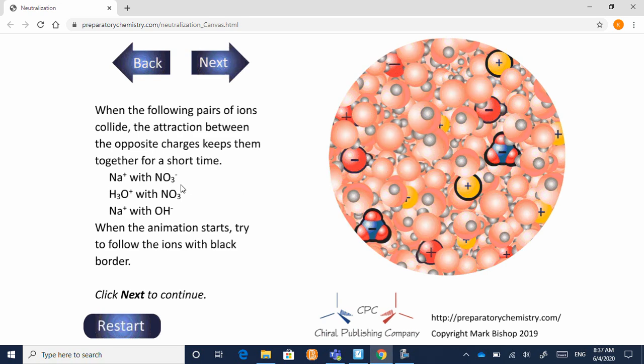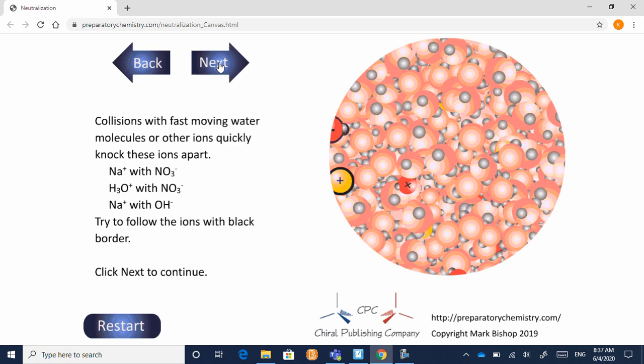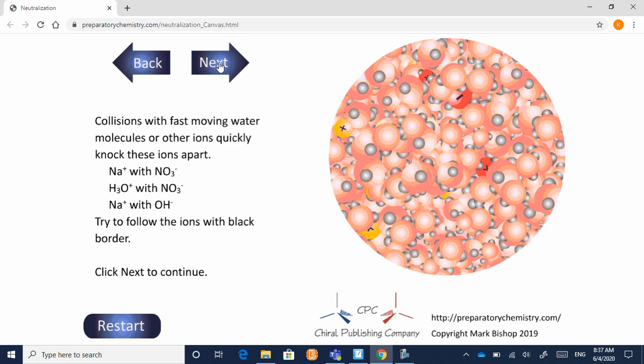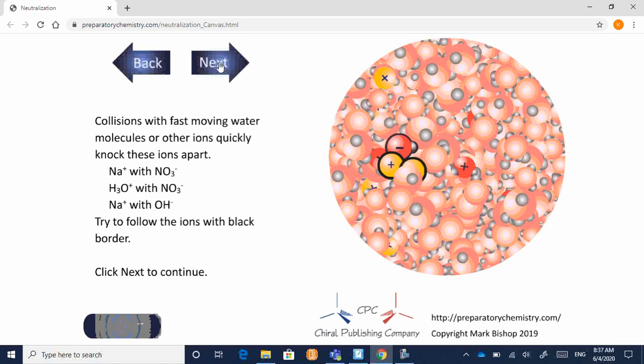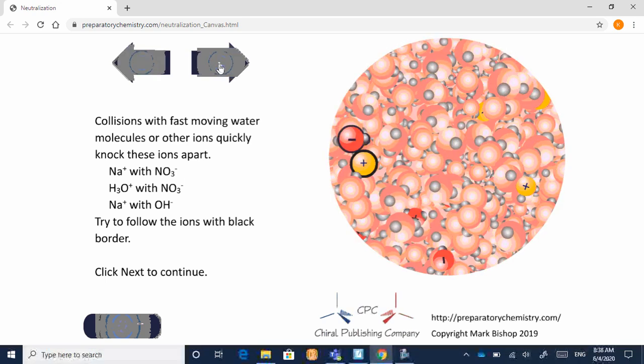But not only that, when sodium ions collide with the nitrate ions, again, nothing happens. They're soluble, and so they're not going to combine at all. When the sodium ions run into the hydroxide, nothing's going to happen. And when the H3O runs into an NO3, nothing happens. So there are all these mutual repulsions happening, and they don't stick together for a long period of time.